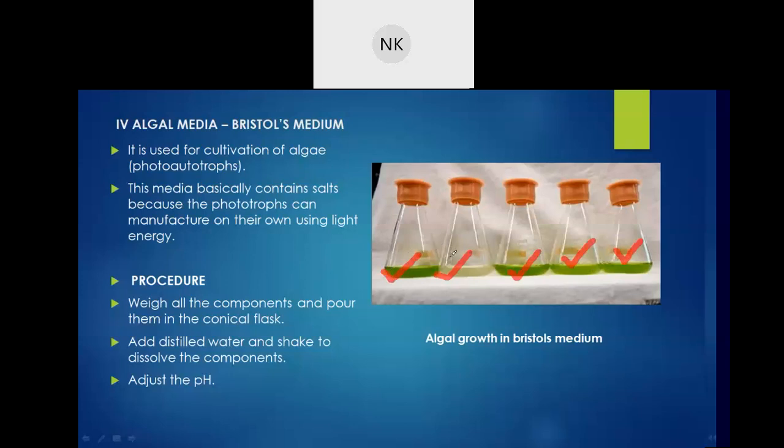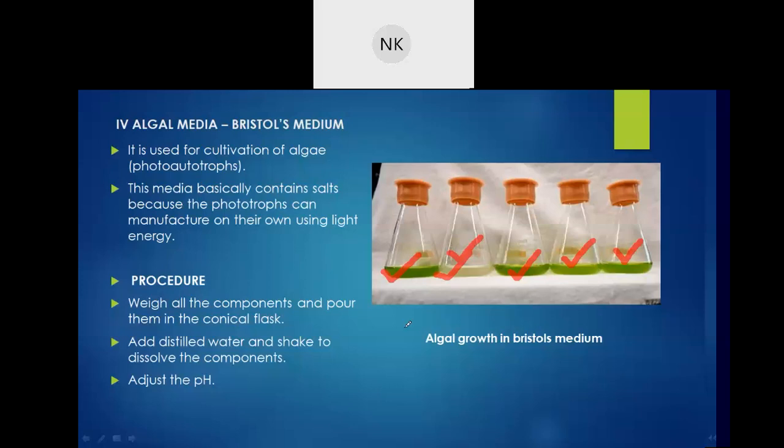Initially, the medium is watery type. Because all those are salts, we are not going to add any peptone, beef extract or agar. Here we do not use any agar medium because all these are photoautotrophs. But one important thing is they require sunlight for energy. So we weigh all the components and pour them in the conical flask, add distilled water, mix it properly, adjust the pH, sterilize it, let it come to room temperature, and add our source of algae.